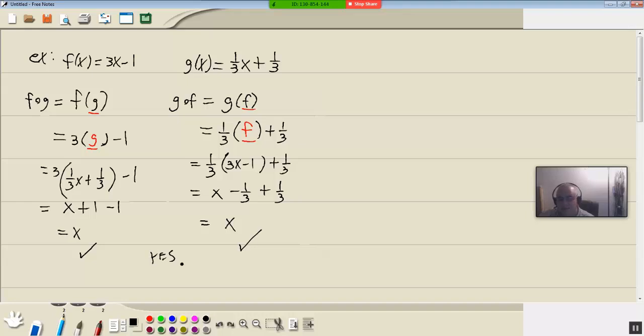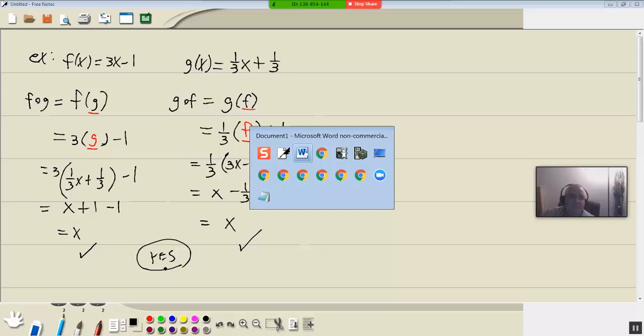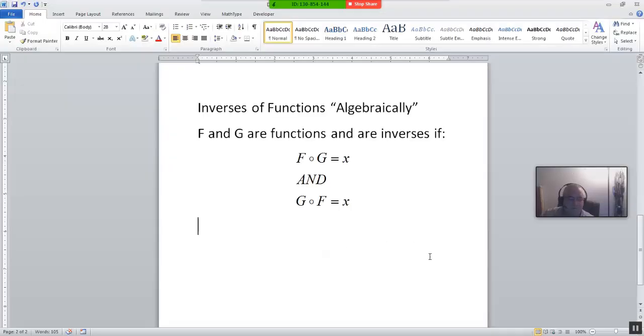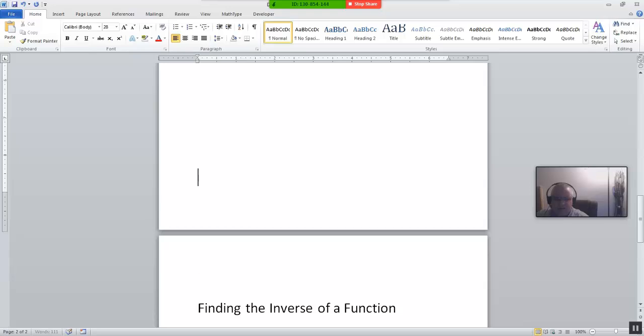Since both of them give us x, then the answer is yes, these are inverses of each other. That's how you determine if two functions are inverses, graphically and algebraically. Now, the third topic asks us to find the inverse of a function. So finding the inverse of a function. Let me start a new page on that. There we go.